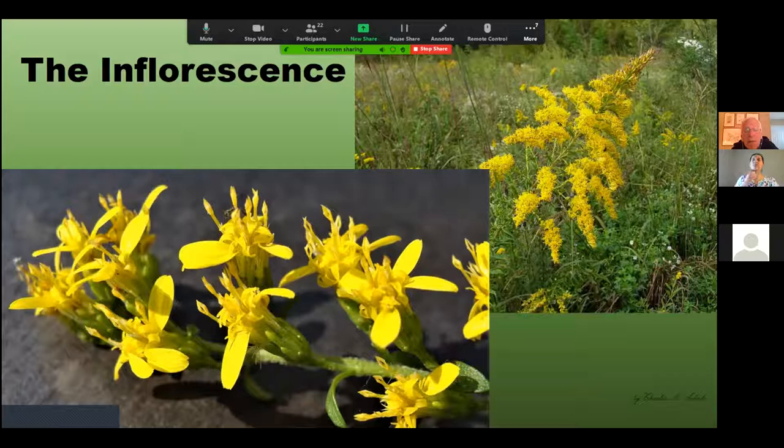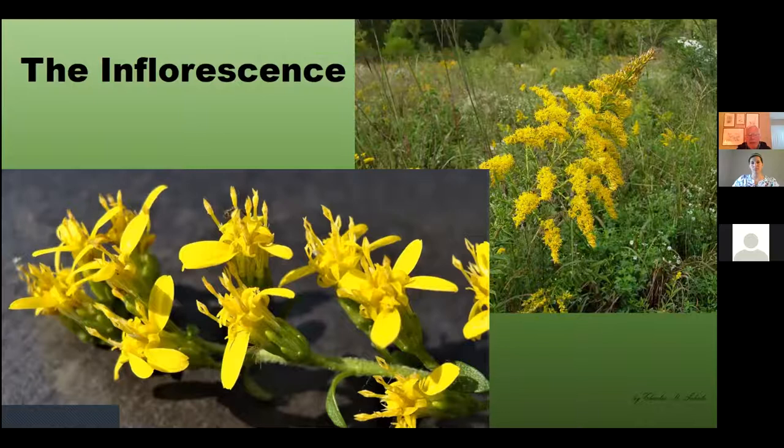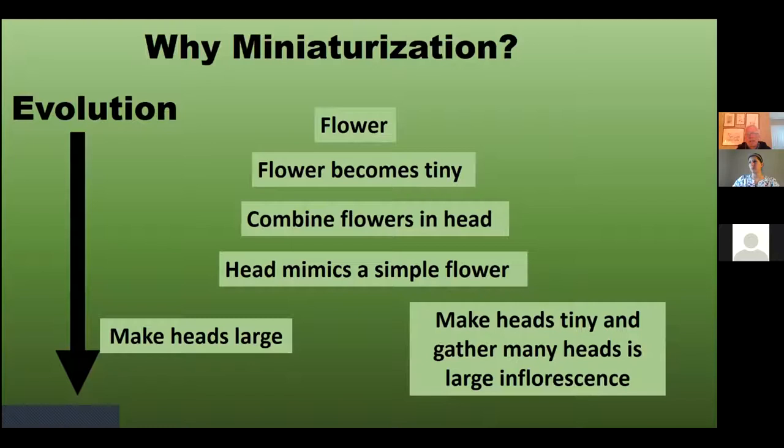You have to wonder why would a plant do this? Why would it miniaturize? Why would it create the composite head and then miniaturize it and create hundreds to thousands of them on one plant? Why would it do that? Let's just think about that for a moment. I love these sort of thought things. Just trying to understand why flowers do what they do.